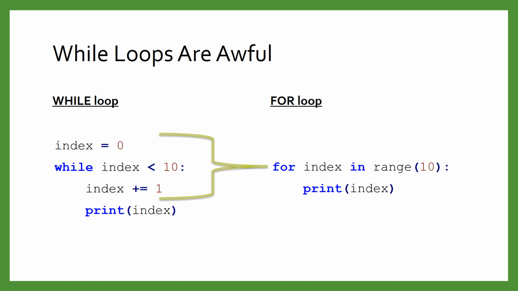As an example, consider the counting code shown below. Instead, it could be efficiently replaced with a for loop that calls the range function, which consumes an integer and produces a list of integers counting up to that number.